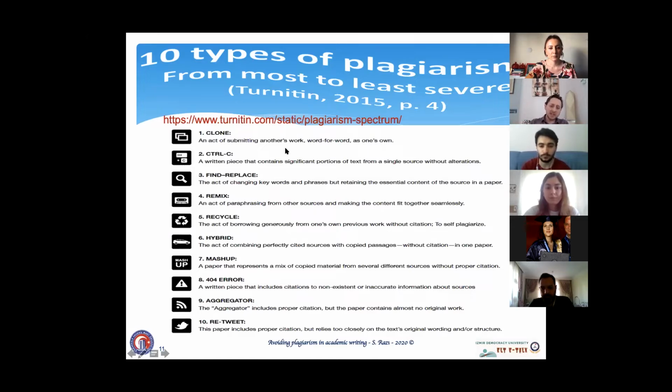And here you see 10 different types of plagiarism that we find in the relevant literature. Since we have very limited time, I am not going to go into the details of different types of plagiarism, but if you're interested, you can visit this link and then see the examples on Turnitin's webpage.